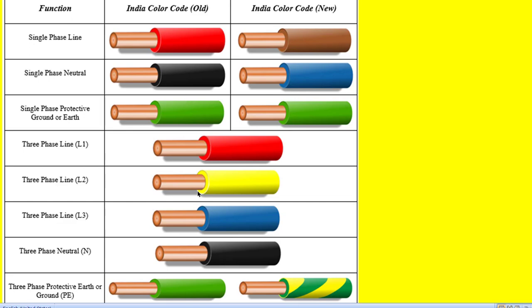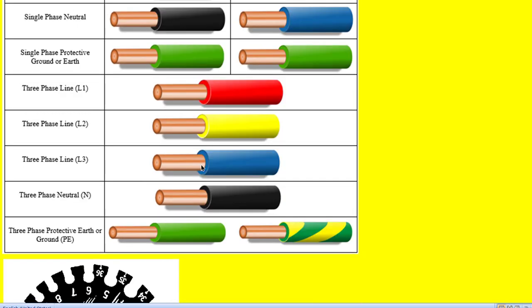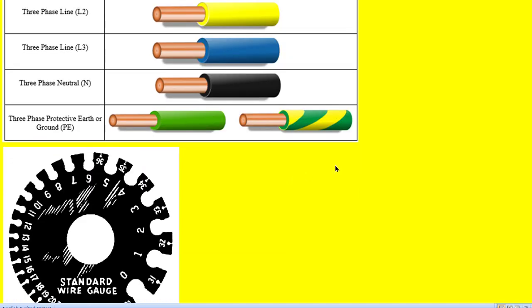So why should we study this? Because while wiring, if you follow these methods and codes properly, then if there are any repairs, it is easy to identify the problem of the wiring. So for that purpose, we must follow the code system while doing the wiring also.